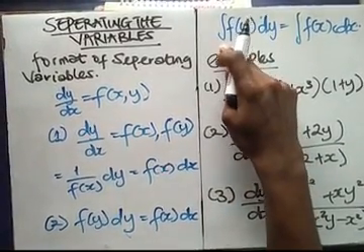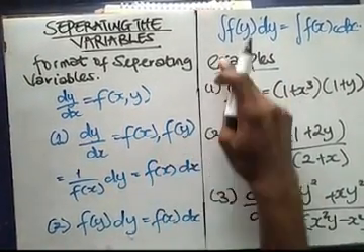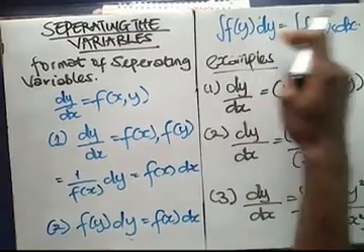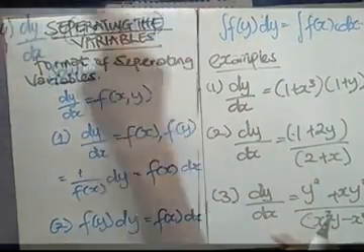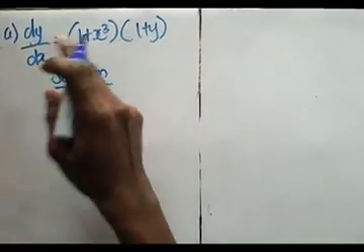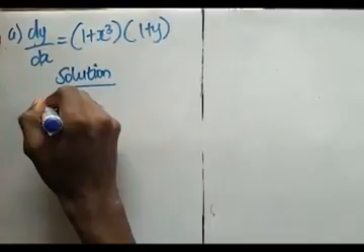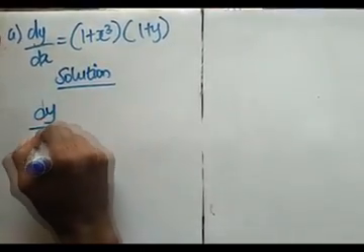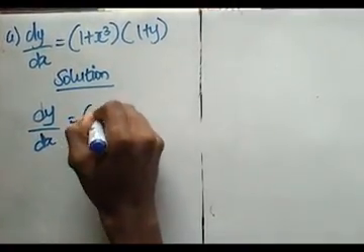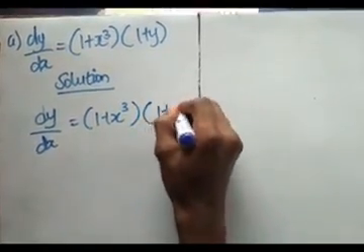So when you add the integral sign to both sides, you can integrate and get your answer for y and x. So here is the first problem. We need to use separating variables to solve, and we are going to use the first format in solving this problem. So let's start. dy over dx equals (1 plus x)(1 plus y).